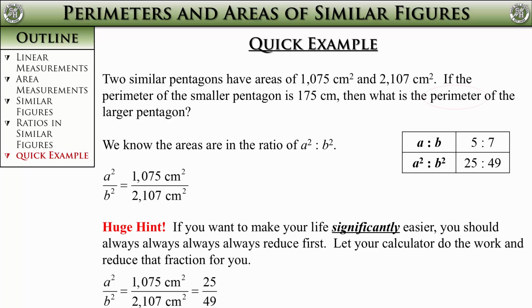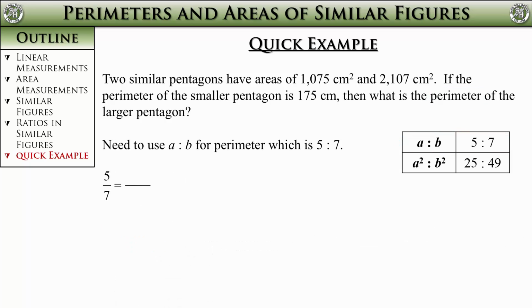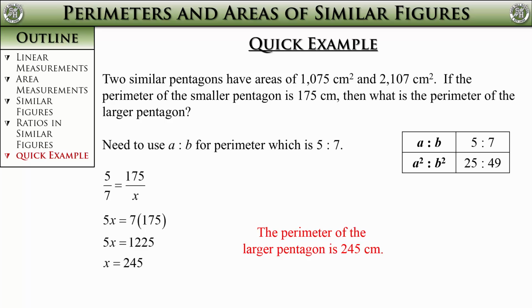Now that the chart is filled in, now what do? Reading our problem, our final goal was to find a perimeter. And which of those two ratios in our chart will perimeter use? The top one, a to b. So to solve this problem, we need to use 5 to 7. What goes in the other side, though? Well, we know the smaller pentagon has a length of 175 centimeters. Should that go on top or on the bottom of our fraction? That number is for the smaller pentagon, so it should go with the smaller number, the 5. So it goes on top. And we put an x on the bottom since that is the number we need to find. Then we simply cross multiply, and after the algebra is done, we have the perimeter of the larger pentagon is 245 centimeters. Just remember to always reduce first, and always find both a to b and a squared to b squared. Those are the keys to all of these problems.